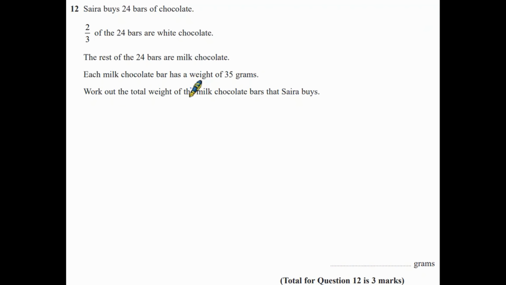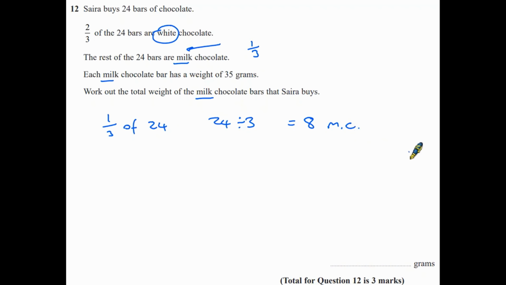So this question is dealing in the milk chocolate bars. Be careful of that. So first of all, let's look at the first part here. 2/3 of the bars are white chocolate. So if 2/3 are white chocolate, that means the other third must be the milk chocolate. So we need to find 1/3 of 24. So in other words, 24 divided by 3 equals 8. So there are 8 milk chocolate bars.